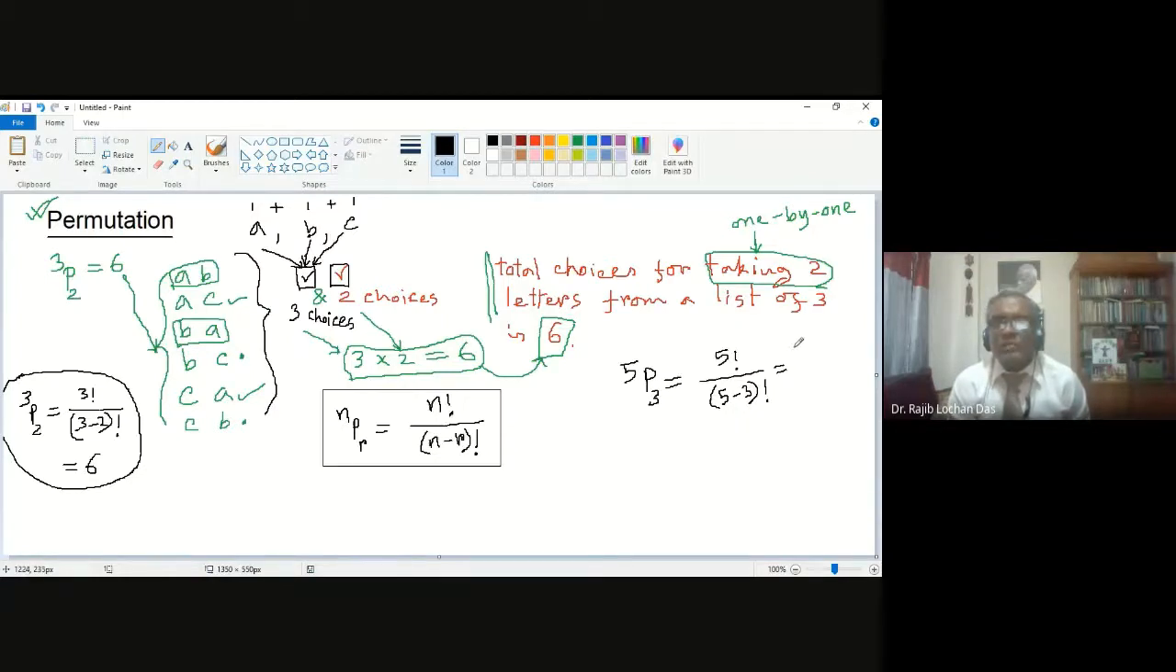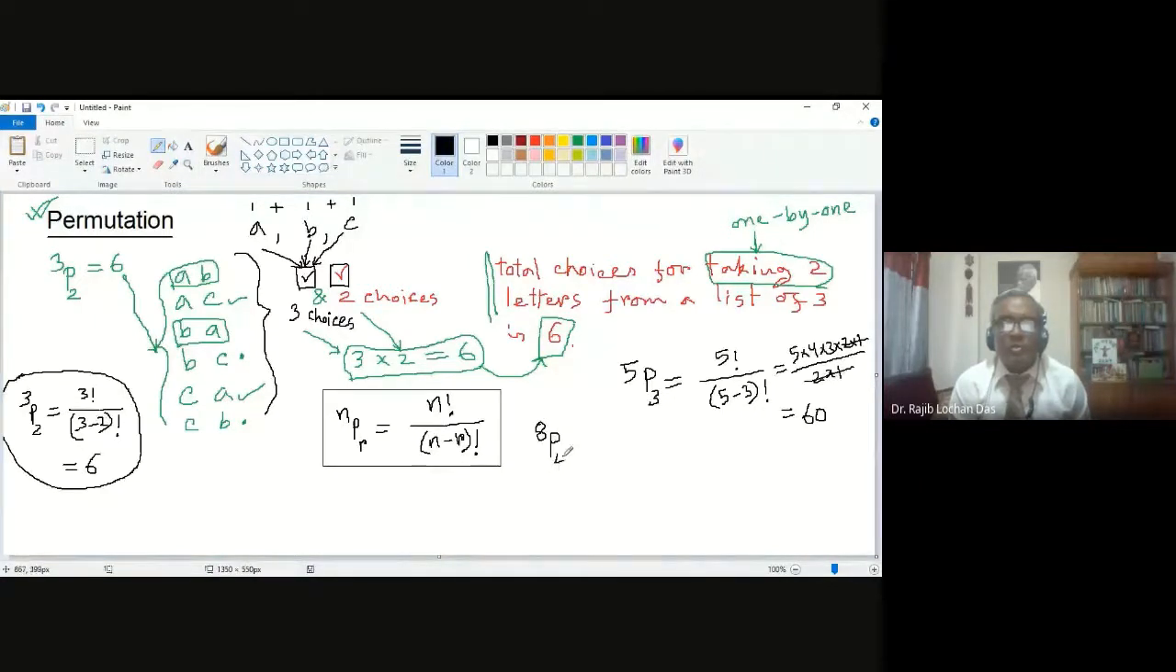So factorial 5 actually is 5 into 4 into 3 into 2 into 1, right? And factorial 2 in the lower side is 2 into 1. So 2 into 1 cancel. It is 5, 4, 3. So it is 60.